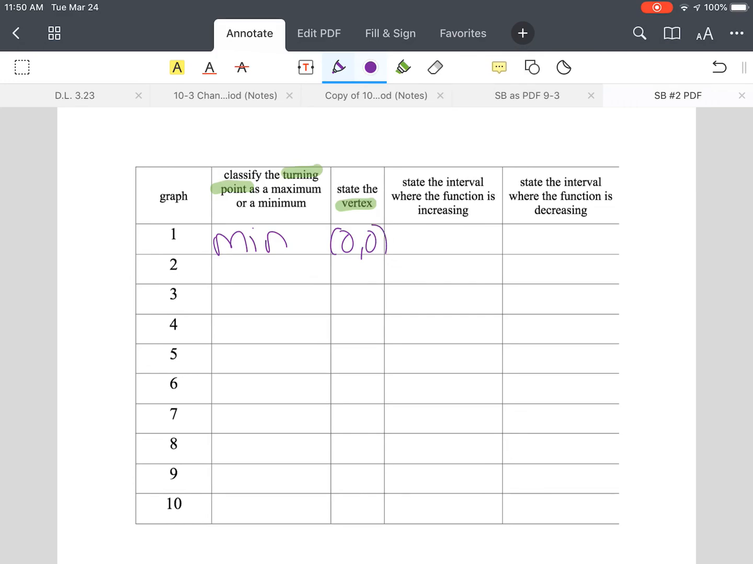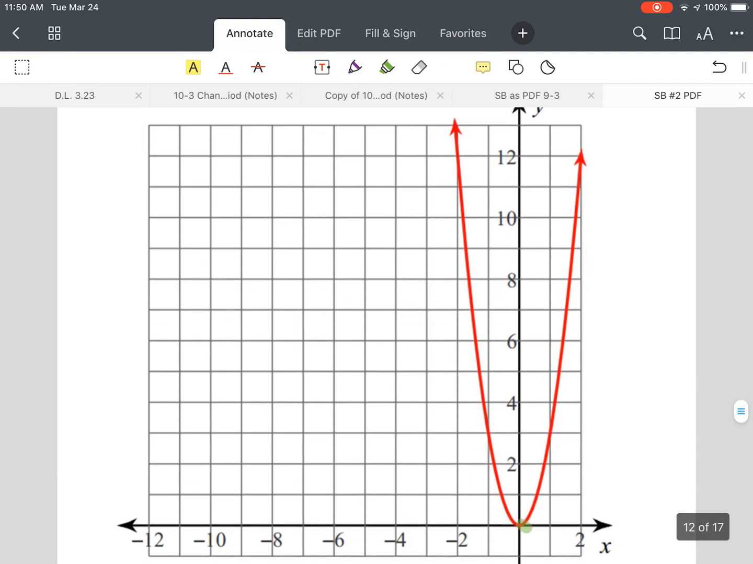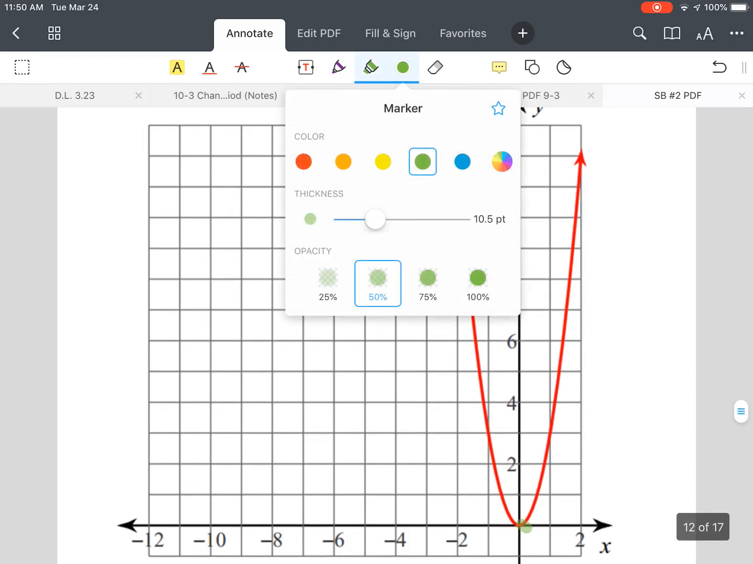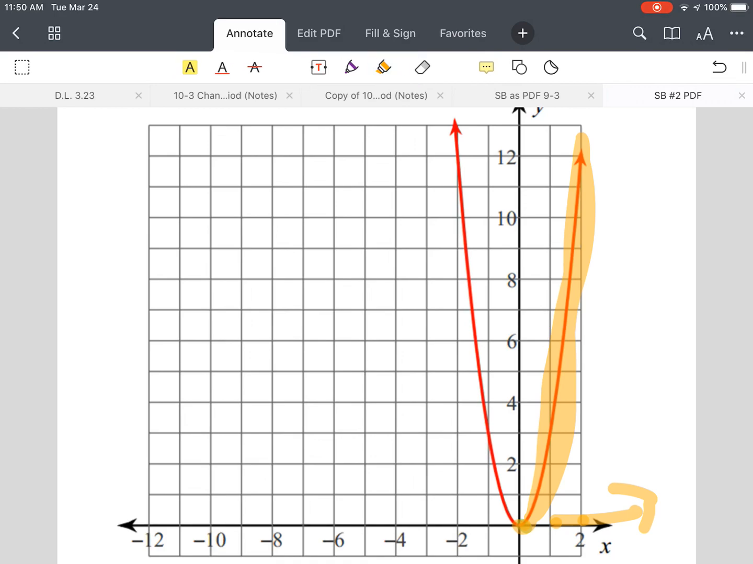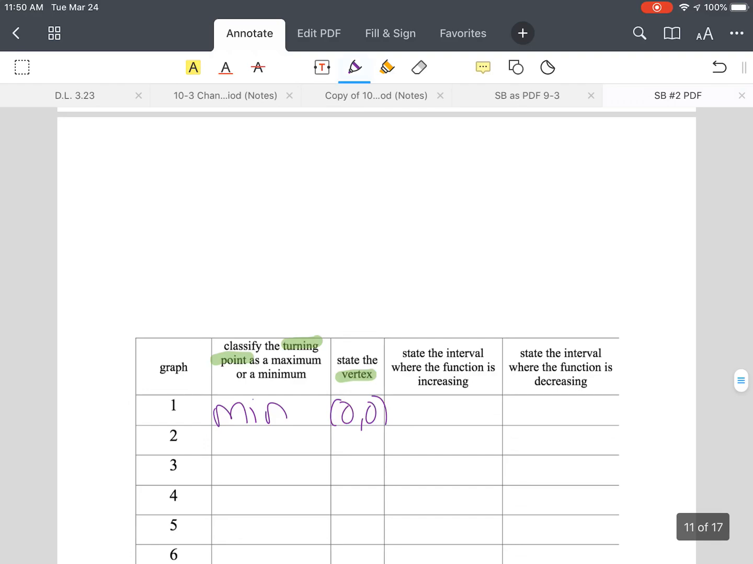Okay. Now we need to state the interval where the function is increasing. So let's go back. And let's see, where is it increasing? Well, it's increasing in this section that I just highlighted in orange. Okay, we want to give our x values. So it's increasing when x is 0, when x is 1, when x is 2, and so on, all the way to the right. So it's increasing when x is greater than 0. So let's fill that in.